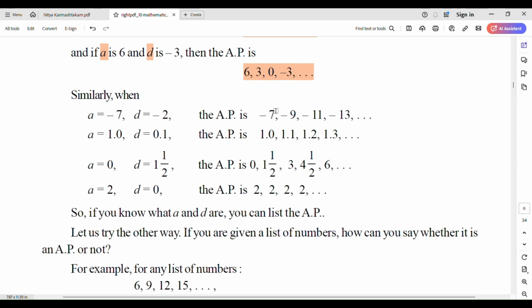Here, the initial term a is -7, so I start with -7, and d is -2, so I subtract 2 from each term: -7, -9, -11, -13, and go on like this. With a equal to 1.0 and d equal to 0.1, the arithmetic progression becomes 1.0, 1.1, 1.2, 1.3, and so on. If the initial term is 0 and the difference is 3 by 2, it becomes 0, 3 by 2, 3, 9 by 2, 6, like this. If the initial term is 2 and the difference is 0, the arithmetic progression has all the same terms: 2, 2, 2, 2, and so on.